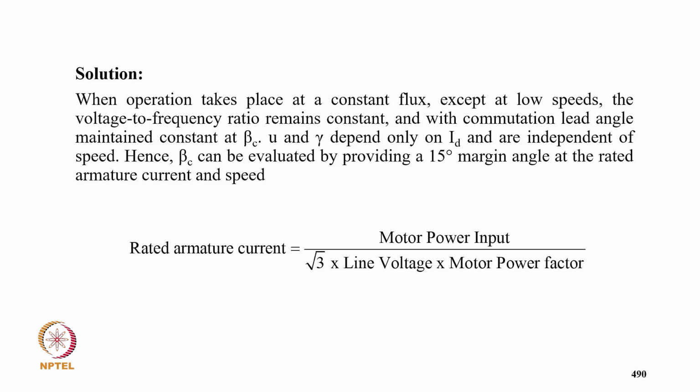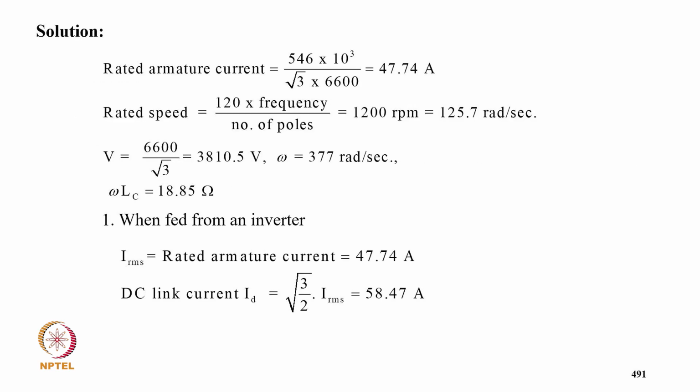the voltage frequency ratio remains constant, and with the commutation lead angle maintained constant, beta C, mu and gamma depend only on ID and are independent of speed, hence beta can be evaluated by using the 15 degree margin angle at the rated armature current. Rated armature current in a motor is power input divided by root 3 line voltage into motor power factor. Rated armature current is power divided by root 3 and voltage, that's 47.74.